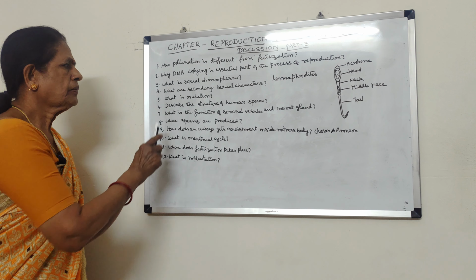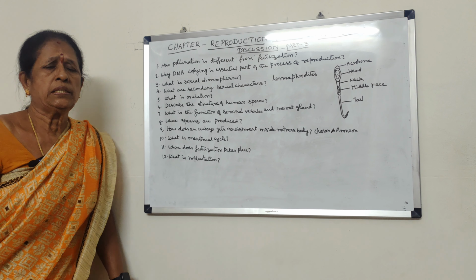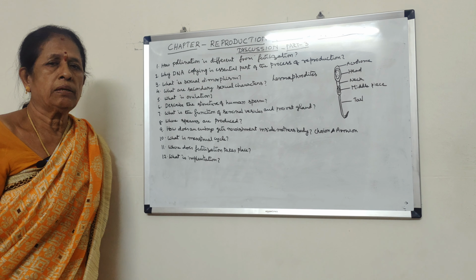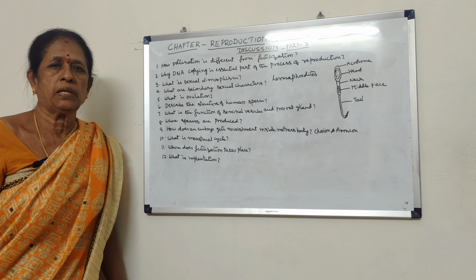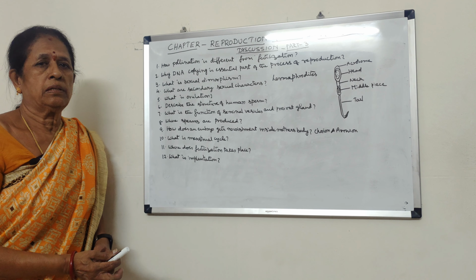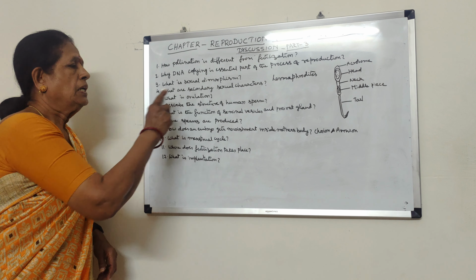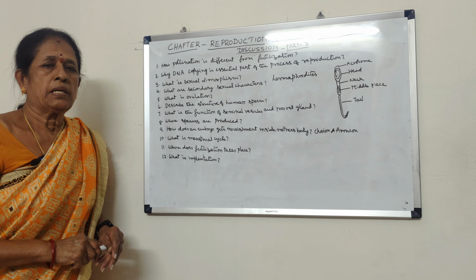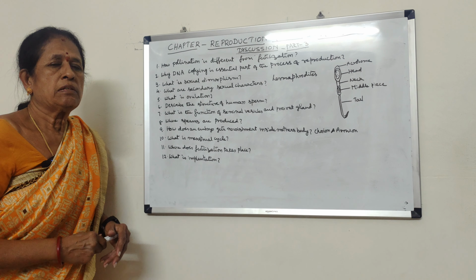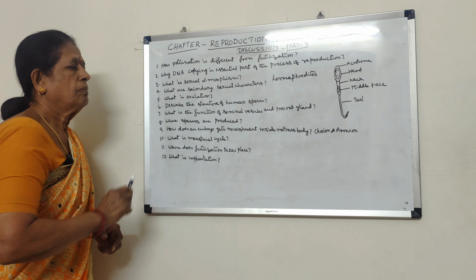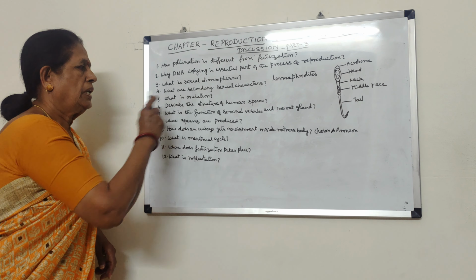Okay. Next, what is ovulation? Ova are produced in the ovary, in the Graafian follicles or ovarian follicles, and released into the body cavity. So the formation and discharge of the ovum is called ovulation.